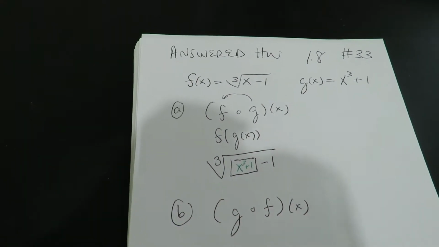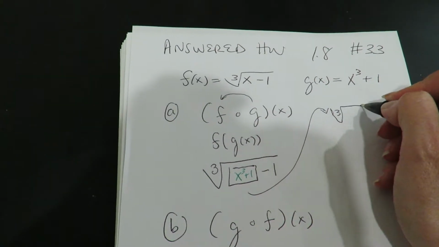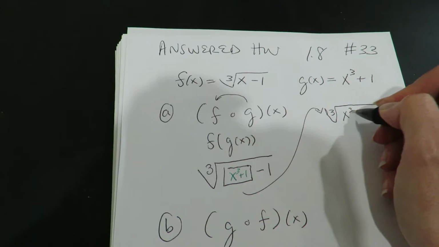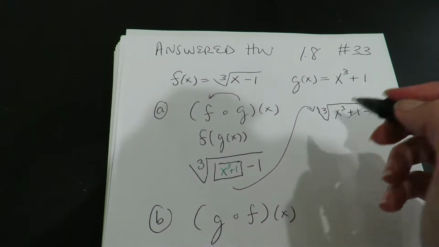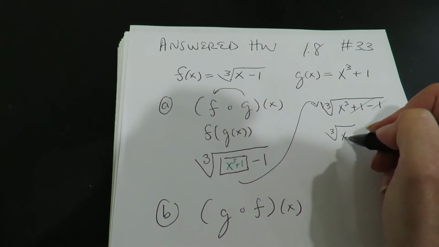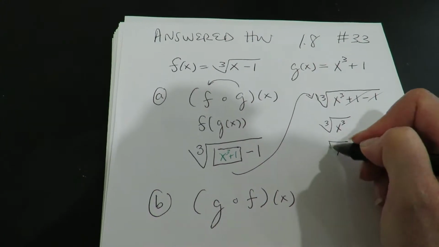All right, and then you have to simplify it. So right now what I have is x cubed plus 1 minus 1 when I take the box out. So the plus 1 and the minus 1 cancel. And the cube root of x cubed is x. So this is the final answer.